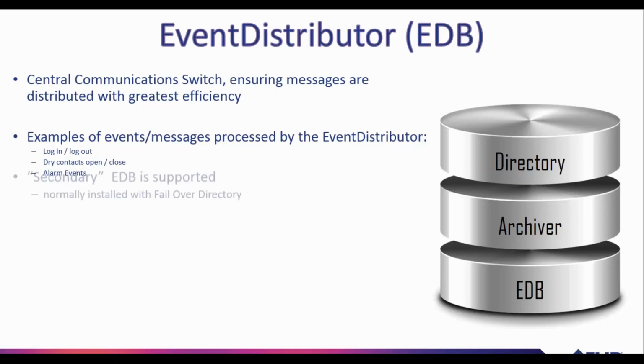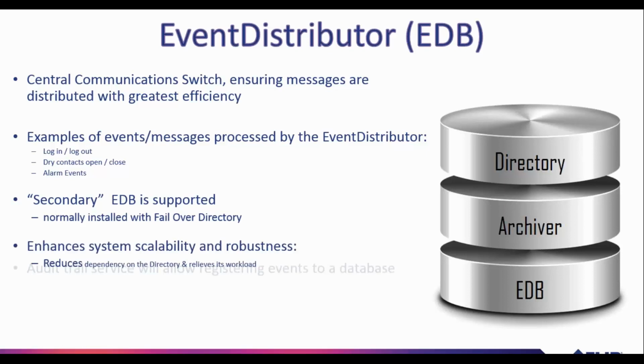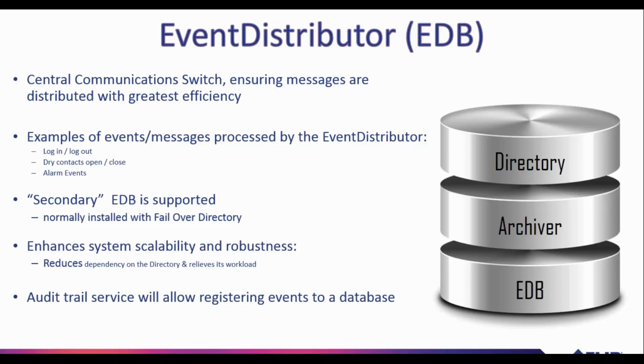All right. Now with that said, secondary EDB is supported. This is what we were just talking about, normally installed with the failover directory. I got ahead of myself a little bit. It enhances the system scalability and robustness. And the big thing about the EDB, other than what it does to support the directory's operations, is it contains the database where our audit trail is located. And that's a very important thing, especially on the service side, when we're going back and trying to figure out what happened, who did it, when they did it. The audit trail is your friend, right? That is what gives us all this information.